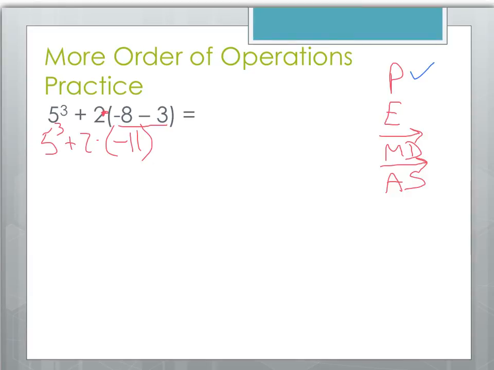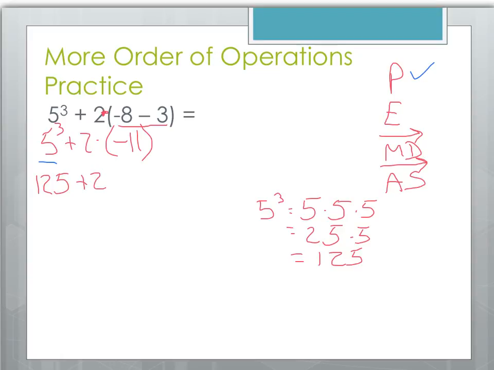I'm going to do some scratch work over here on the side. 5 cubed. I think we did this earlier. That's 5 times 5 times 5. 5 times 5 is 25 times another 5, which is 125. So 5 cubed, we said, was 125 plus 2 times that negative 11. Okay, so all our exponents are done.